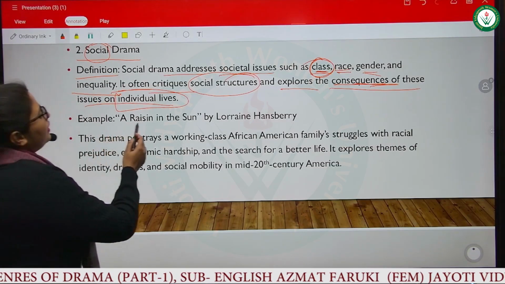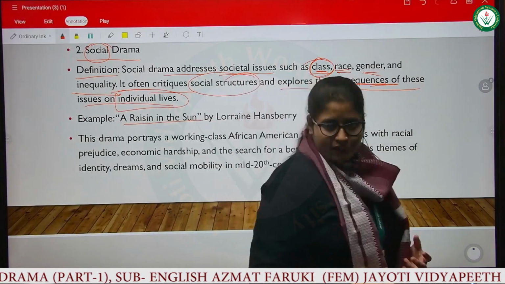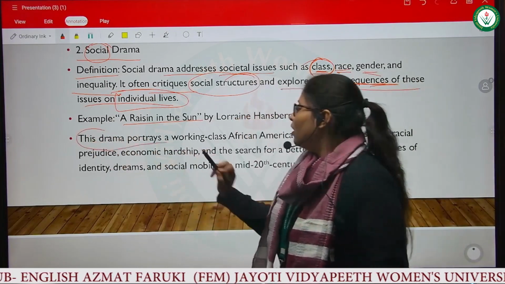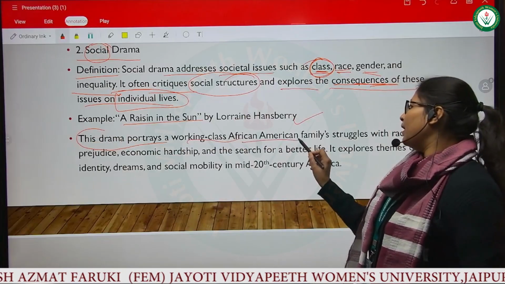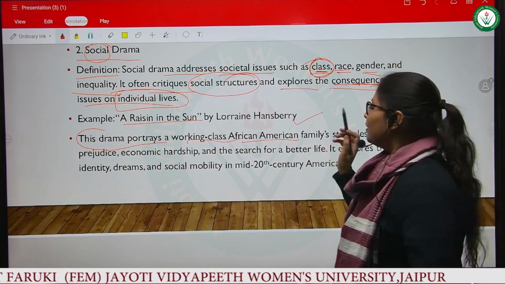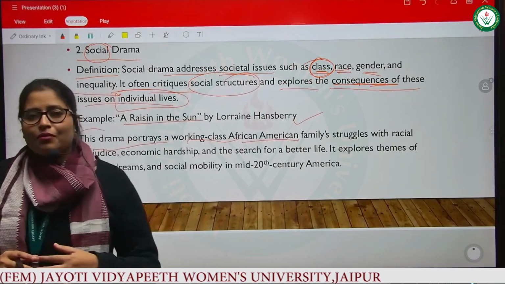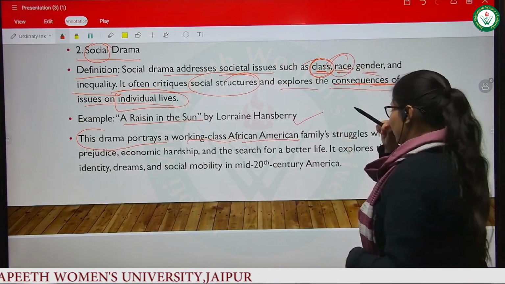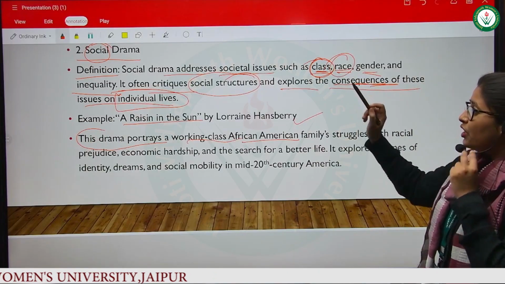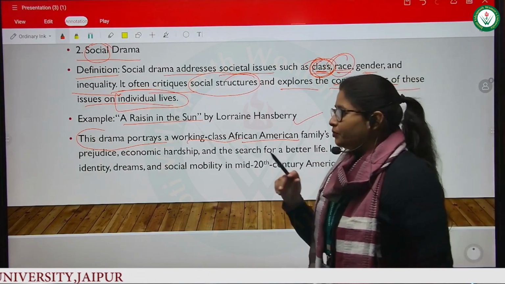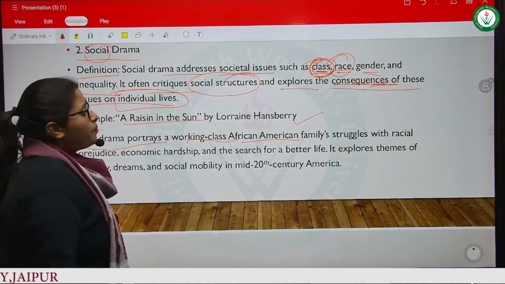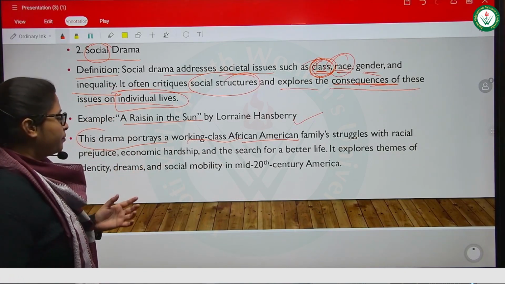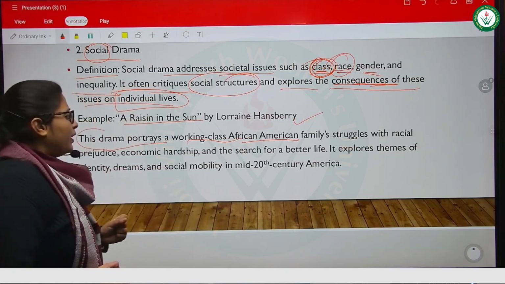For example, A Raisin in the Sun by Lorraine Hansberry. It's a really great example of social drama, because in this drama the struggle of a working class African American family is shown. The family gets into problems due to class difference, race, and gender, and the issue of societal structure really put them into a problematic situation.